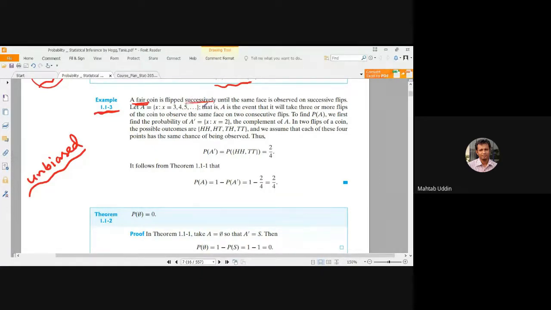It is tossing successively until the same face is observed. Same face, what does it mean? Head and head. Same. The same thing coming twice. Right. Tail and tail. Same. It says, what is A? A is given. We did not create this. It is given. A is x such that x is 3, 4, 5. It says that for the same face to come up, x equal to 3, 3 times required, x equal to 4, 4 times required, x equal to 5, 5 times required, and so on. That is many times required.